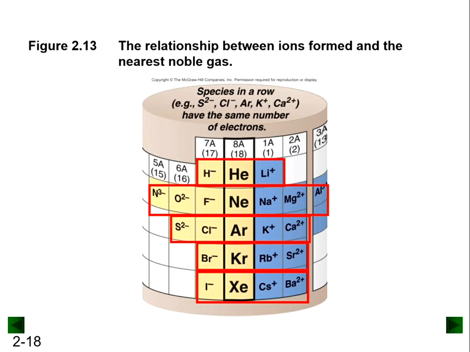You can see this happens for similar elements. Sodium, Na plus, tends to lose an electron to be like neon. Magnesium, Mg, tends to lose 2 electrons to be like neon. And aluminum, Al, tends to lose 3 electrons to be like neon. Correspondingly, fluorine will gain 1 electron to have the same number of electrons as neon. Oxygen gains 2 electrons. Nitrogen gains 3.